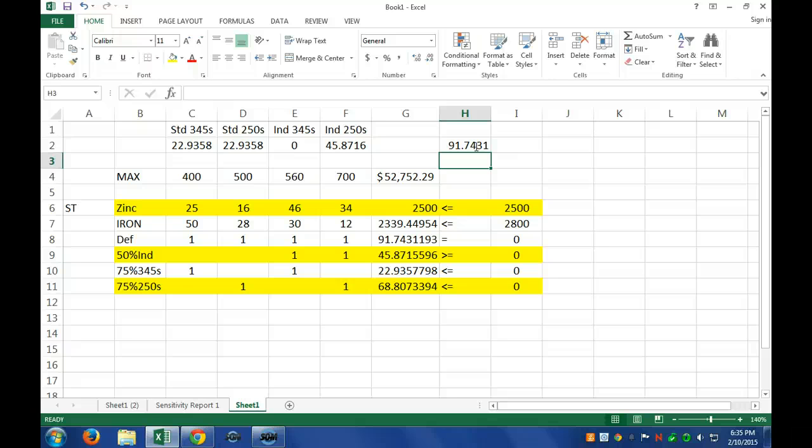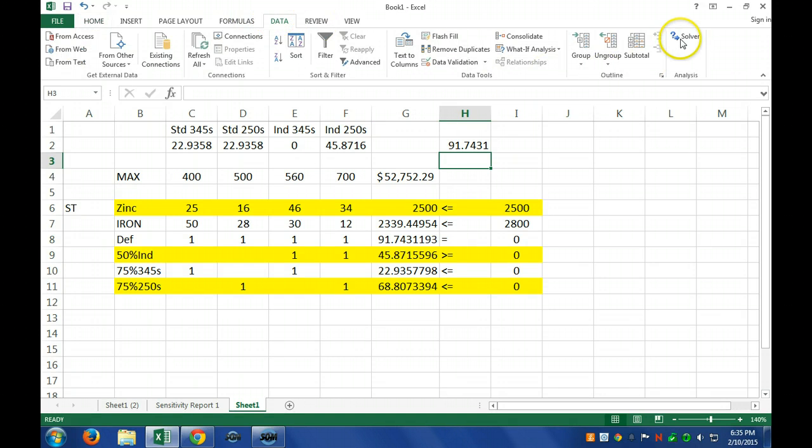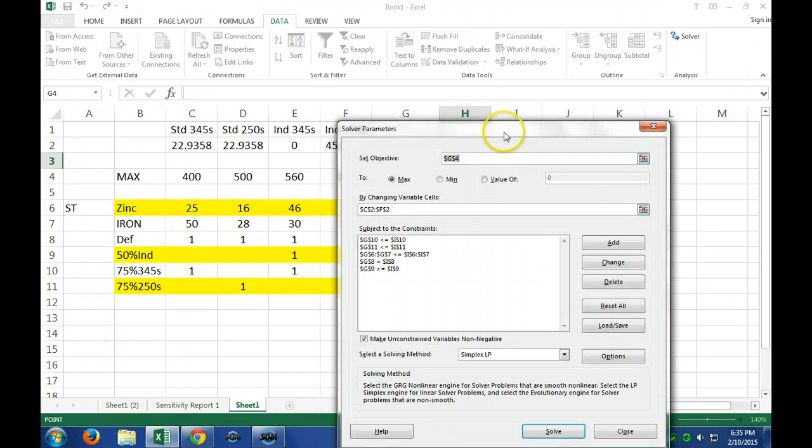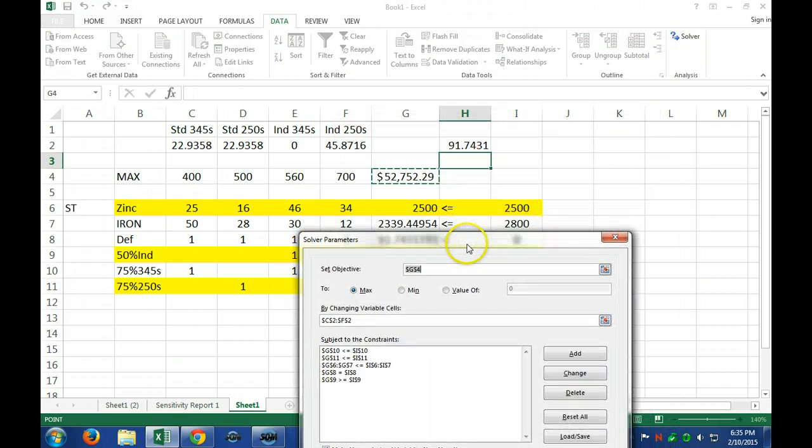And I'm going to have to change some of my things here. Let's look. I think that's all I really have to change, but if I go to Solver, I'm going to have to change some things. So Solver says I am maximizing G4, that's all good, by changing cells C2 to F2, so only those four, that's good. G6, G7 less than or equal to I6, I7, that's good.